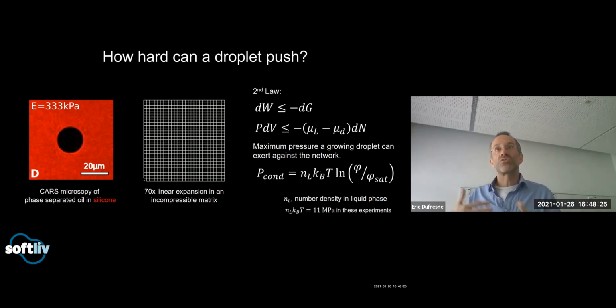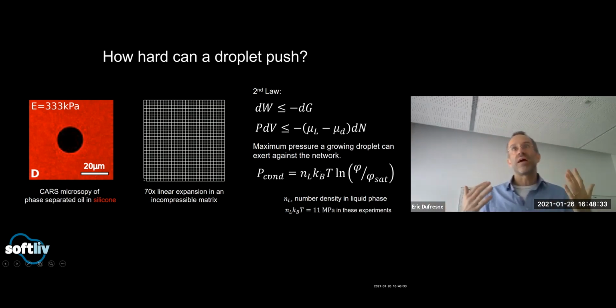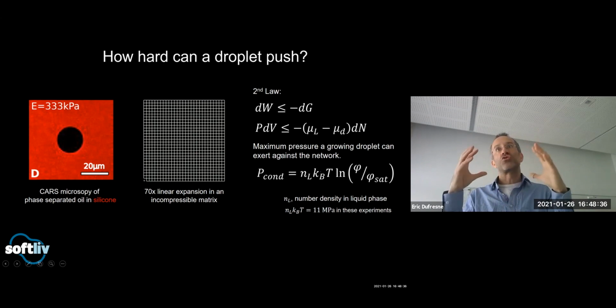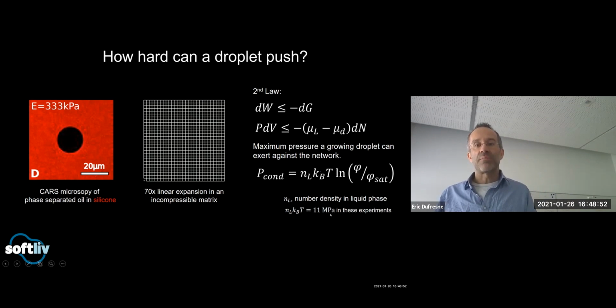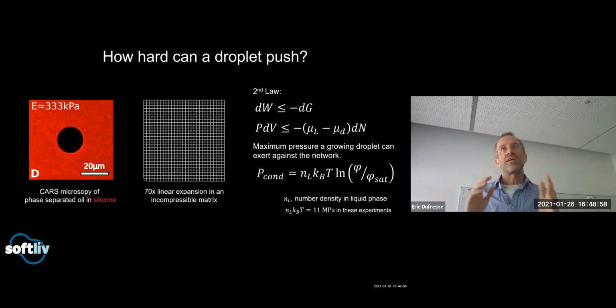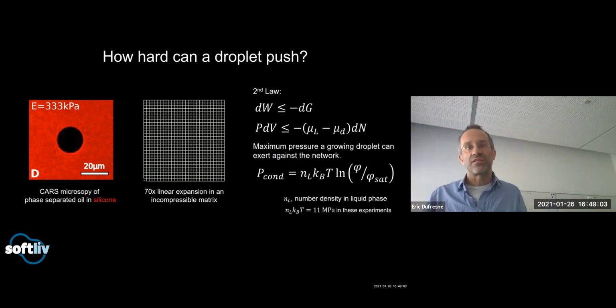And if you plug in the ideal expression for an ideal solution in the dilute phase, you get this critical thermodynamic idea that there's a maximum pressure that the droplet can exert while growing. We call that the condensation pressure or the stall pressure. I might use both today. And it's got 2 parts. It's got a factor in front that's NkT, where N is the density of molecules in the liquid phase. And in this experiment, that prefactor has a magnitude of around 10 megapascal, which is about an order of magnitude higher than the stiffest networks that I ever use in these experiments.